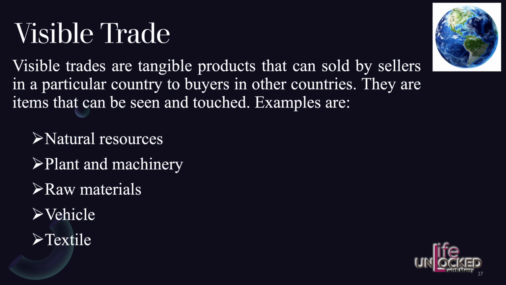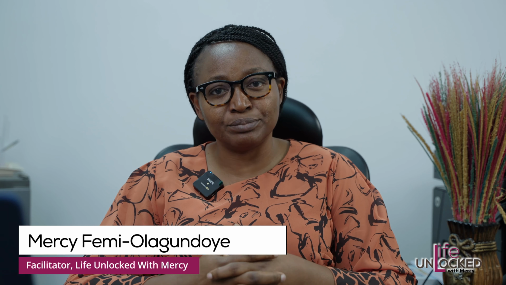Visible trade. What is visible trade? Visible trade refers to tangible products that can be sold. They are products that you can sell and touch. For example, you can sell plant and machinery. These are hardware, something you can touch and see. Also raw materials, you can describe those as visible products. Also vehicles, textiles, and laptops. Everything that you can touch and see is a visible product. And there are many.